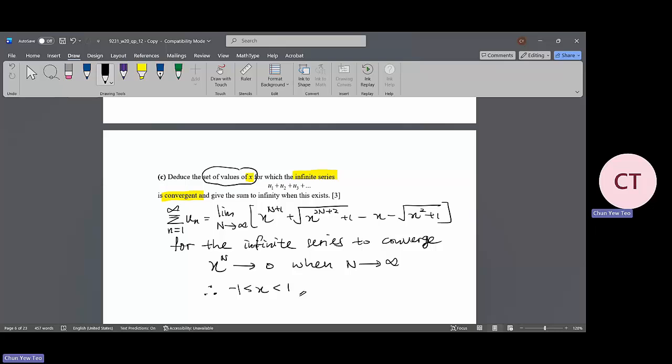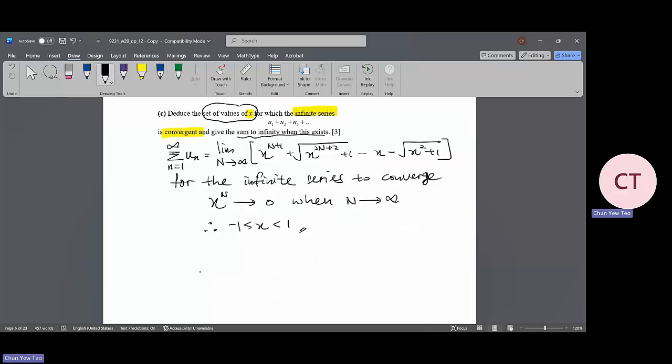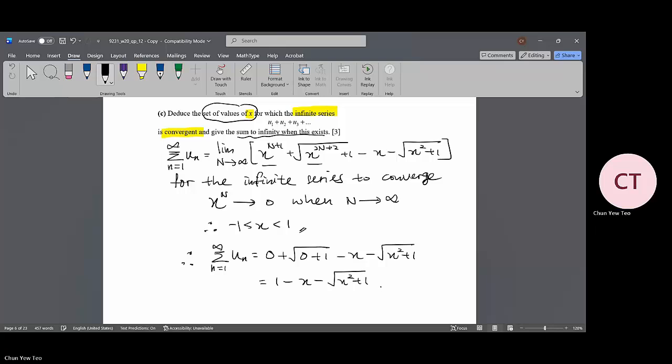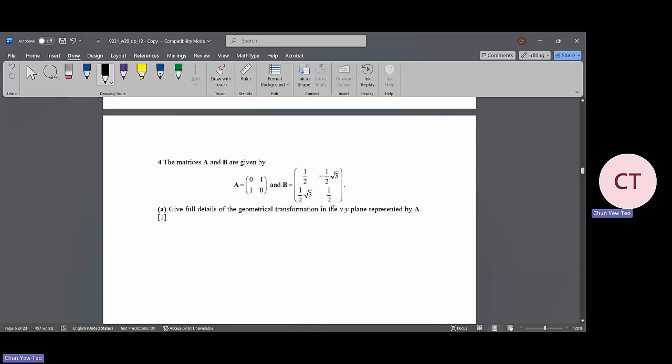After that, we want to find the sum. So therefore the sum to infinity, that will give you 0 plus square root of 0 plus 1 minus x minus the square root of x squared plus 1. That will equal to 1 minus x minus the square root of x squared plus 1. Done. This will be the answer for question number 3C. Move on. We have question number 4.